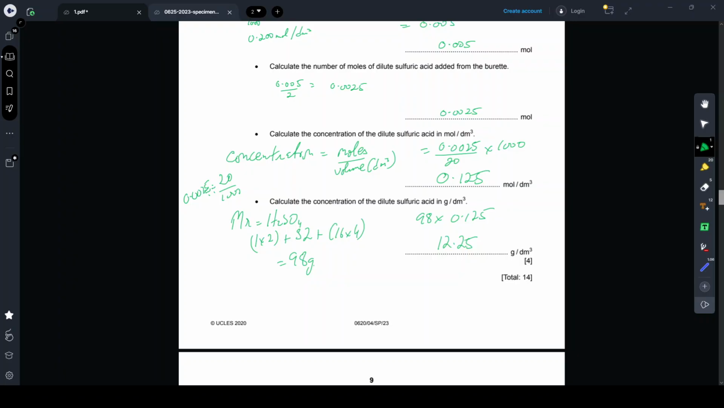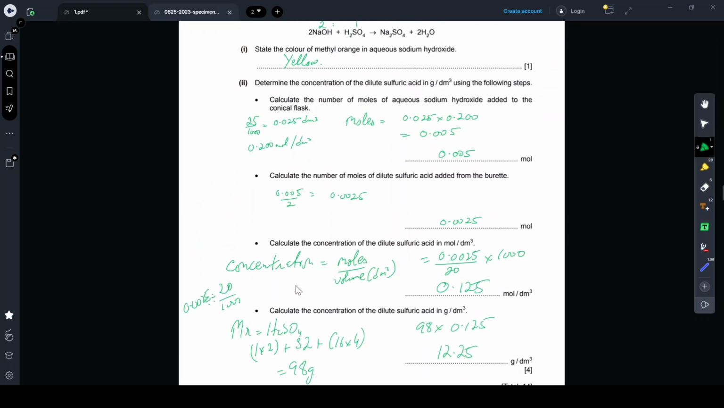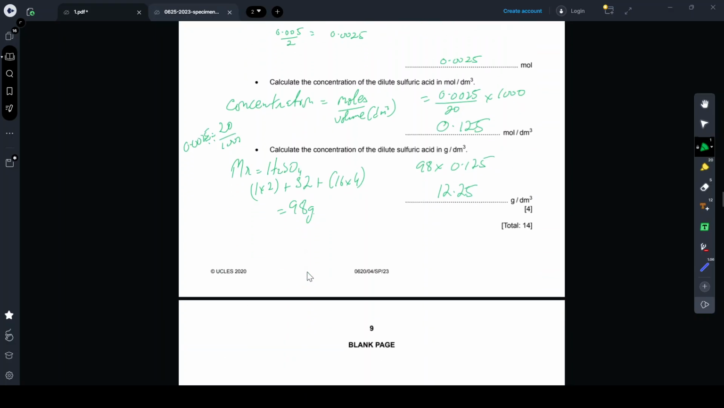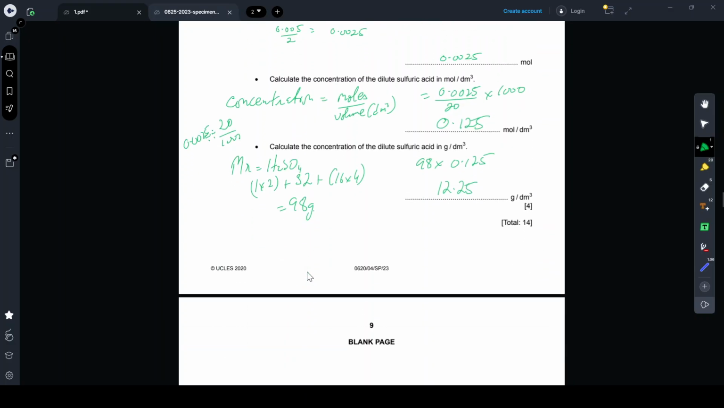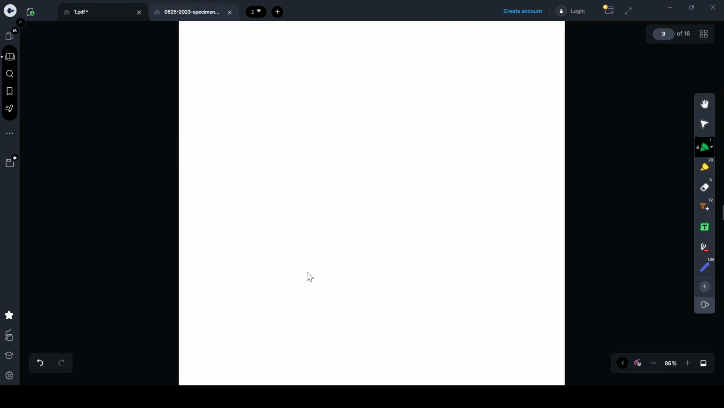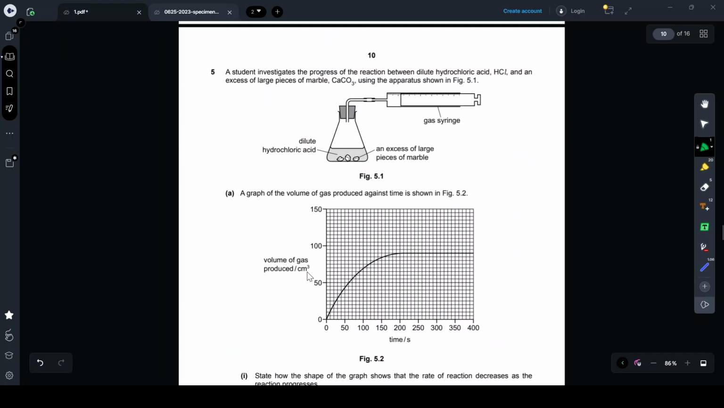I hope there are no difficulties with this working. No, not really. Aram, all good? Yes? Yes. Okay. All right.